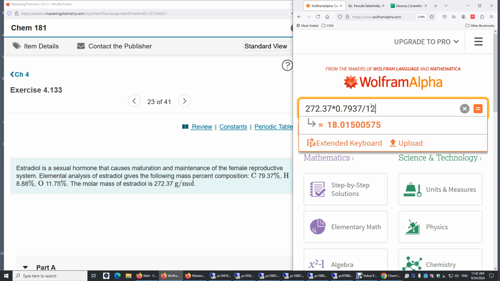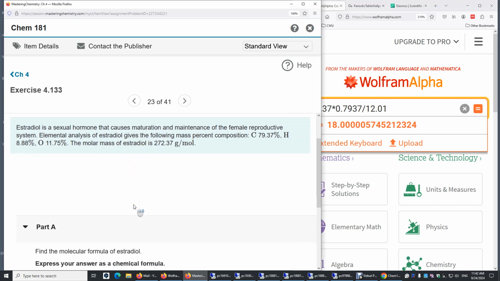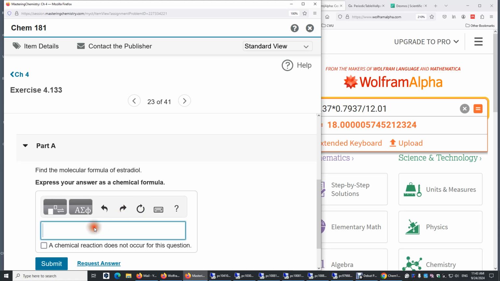And then we divide the mass of carbon by its molar mass, 12.01. Now we have 18 moles of carbon in 1 mole of estradiol. Alright, so I think the formula is going to be carbon 18.